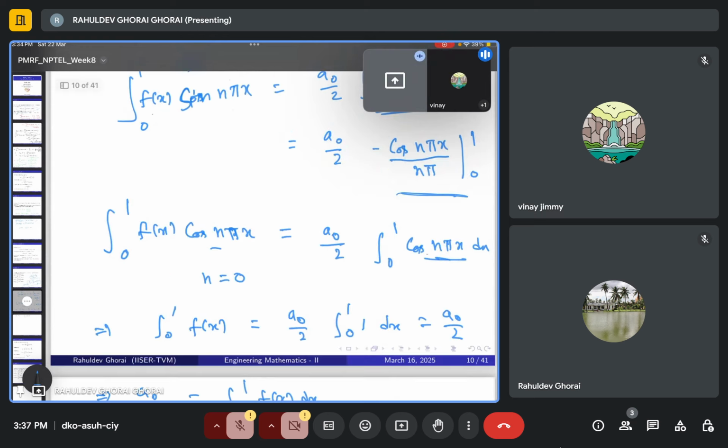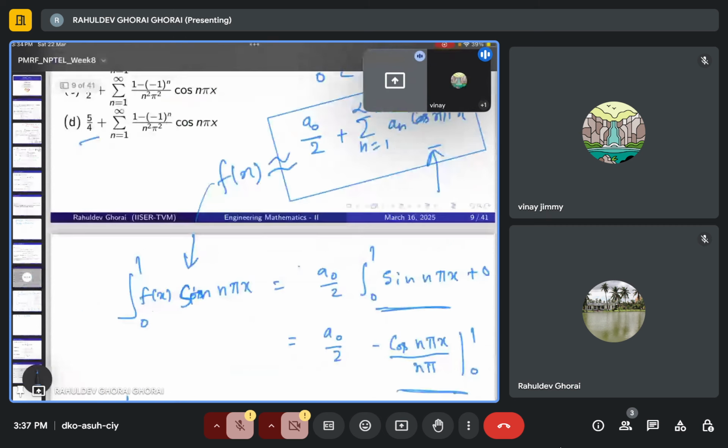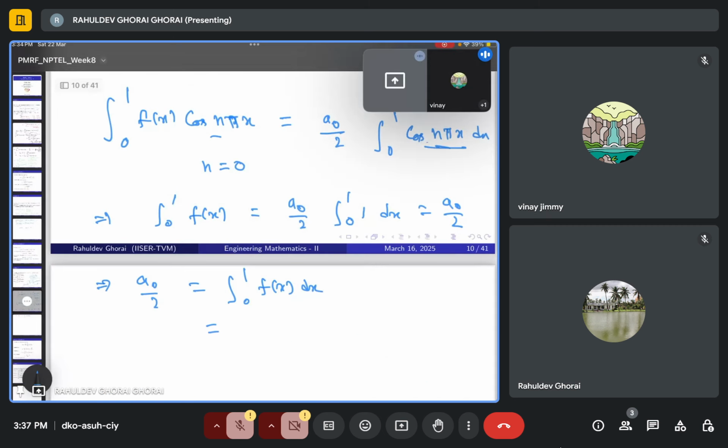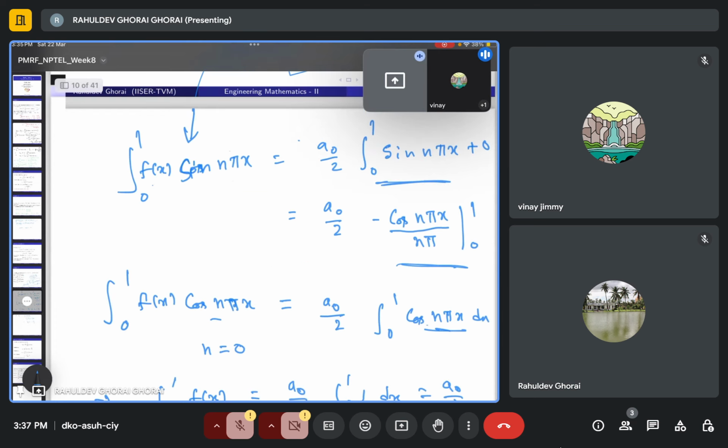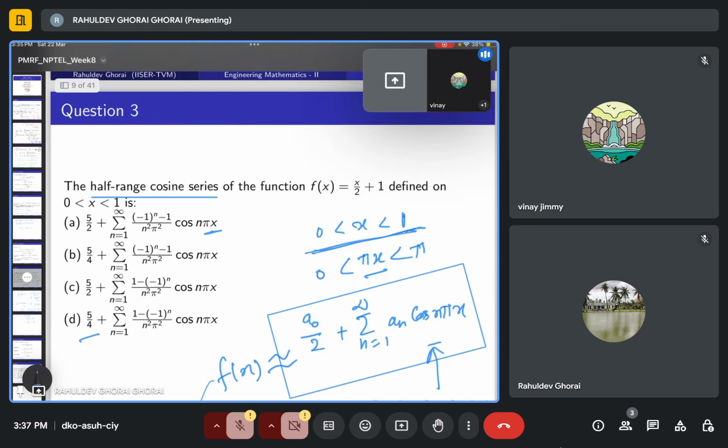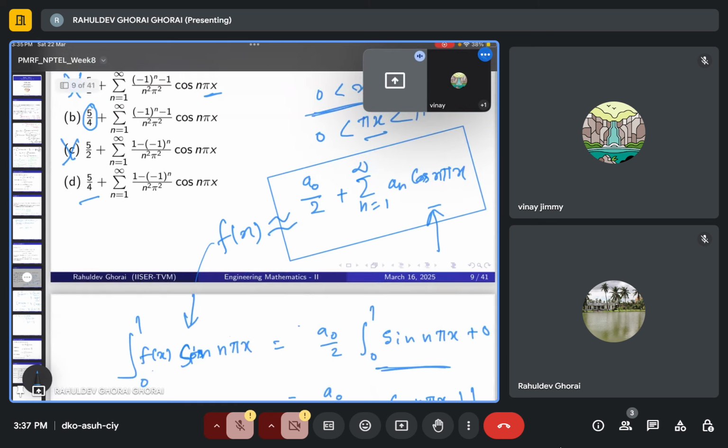And f(x) here is x by 2 plus 1, right? So 0 to 1 of x by 2 plus 1 dx. So x square over 4 means 1 over 4 plus 1 is equal to 5 over 4. So a naught over 2, that coefficient you obtain, will be 5 over 4. So this option and these options are not correct. That can be B and D.